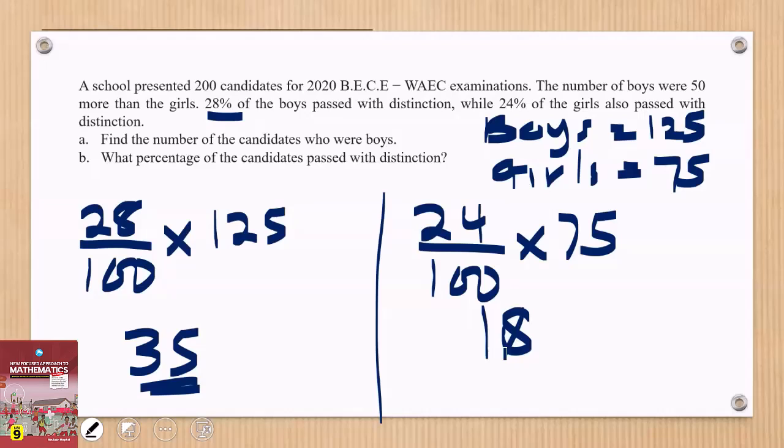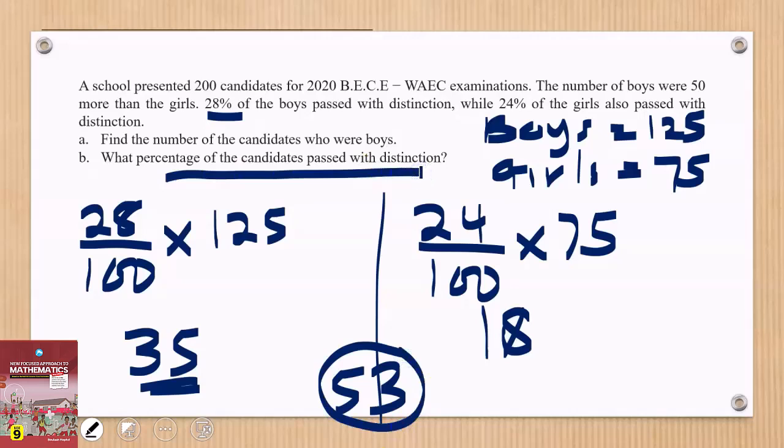Now, if you add 18 plus 35, together that will give us 53 students who passed with distinction, because they want the total number of candidates who passed with distinction, and there are 53 in all. This is how you can handle this question as well. I'm sure here too we've seen application of multiplication, we've seen percentages, and we've seen addition also working over here.